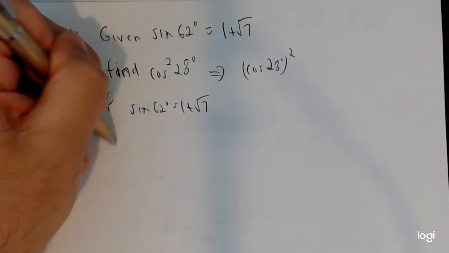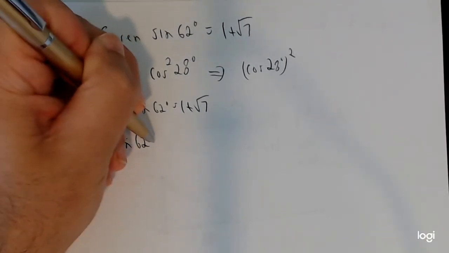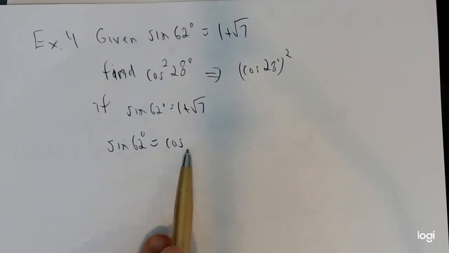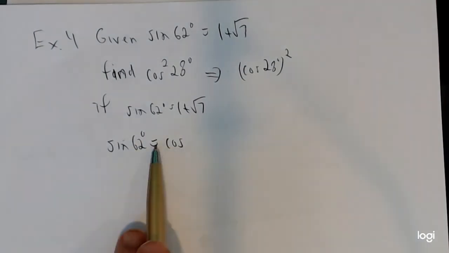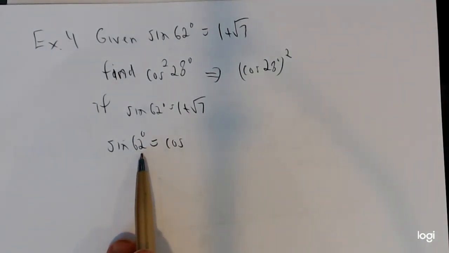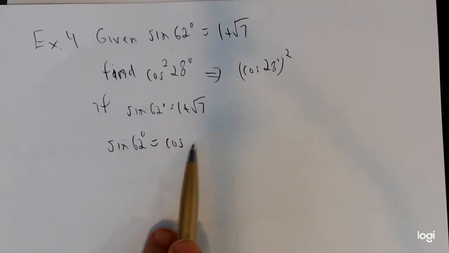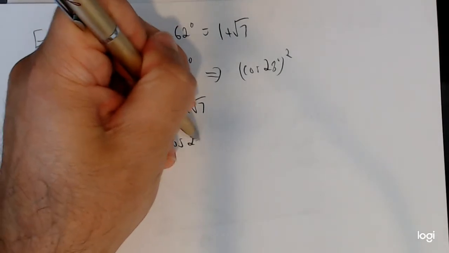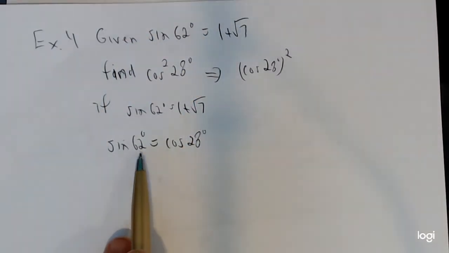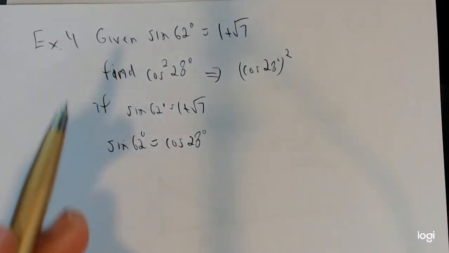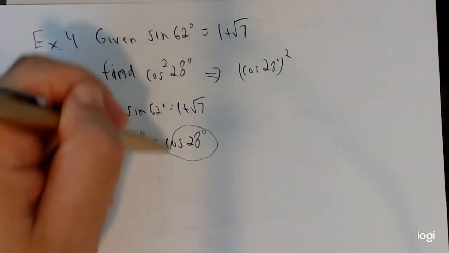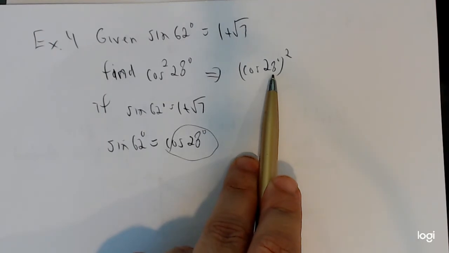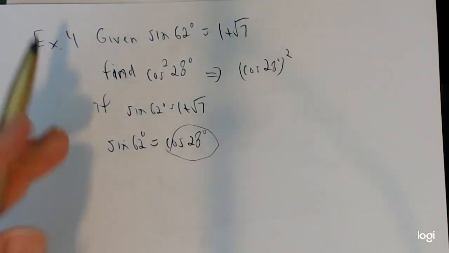So here's what we know. Sine of 62 degrees is the same thing as what? Cosine of what angle? Whatever this angle is. Remember, for them to be equal, it has to be complementary to 62. So I have to make sure I choose a number that adds up to 90, which should be 28, because 62 plus 28 is 90. Now look at how nice that is. Cosine of 28 is the same thing as sine of 62, and if we're asked to find cosine of 28 degrees squared, well, what is it that I know?